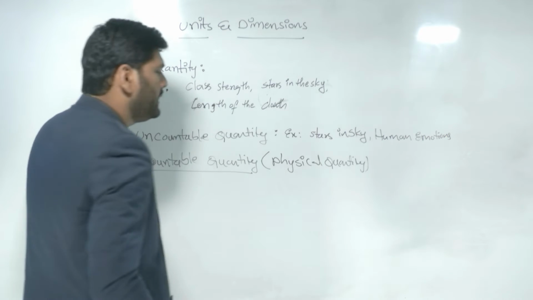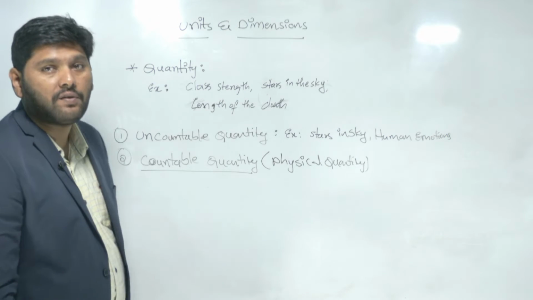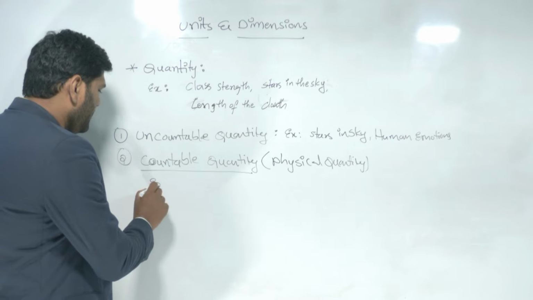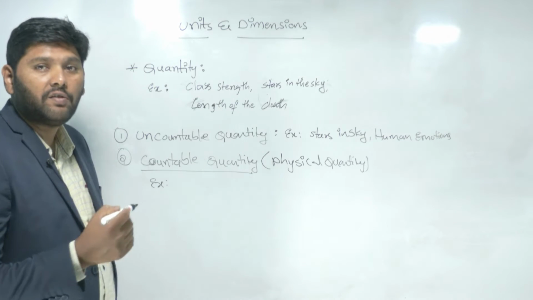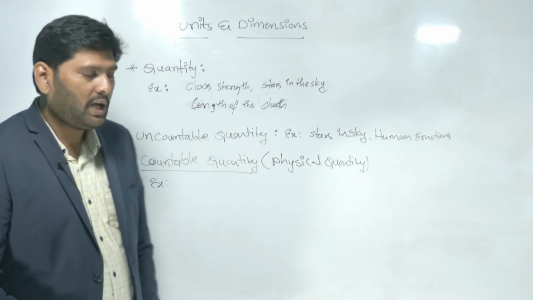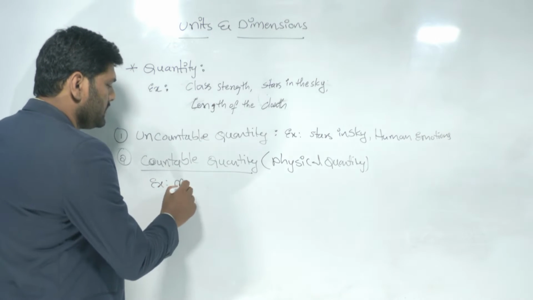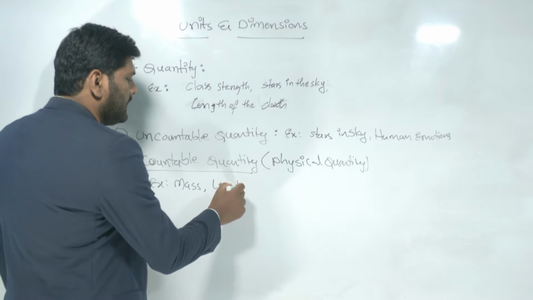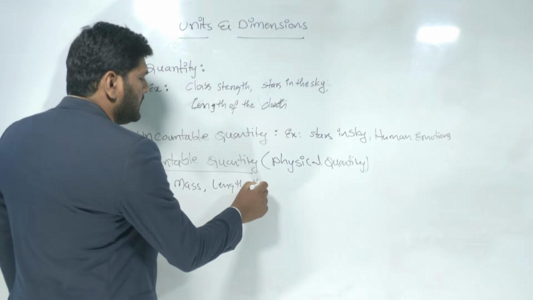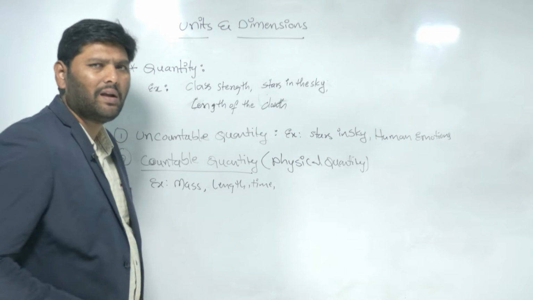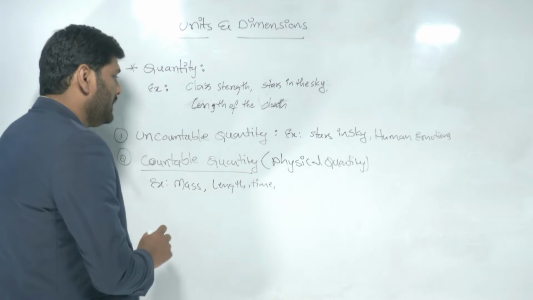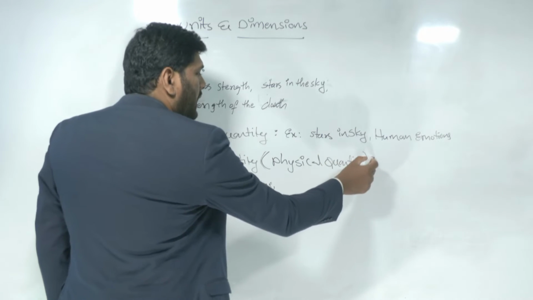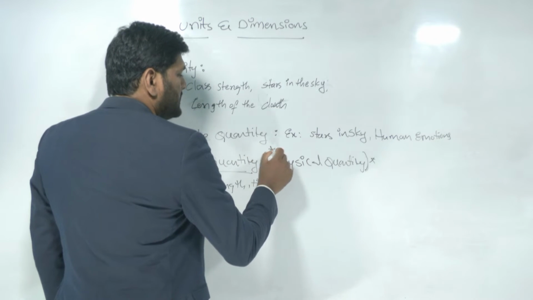This countable quantity is also known as what? Physical quantity. Example for physical quantity. In daily life, we are dealing with many physical quantities like mass, length, time, distance. These are examples for what? Uncountable quantity. The countable quantity is also known as physical quantity.